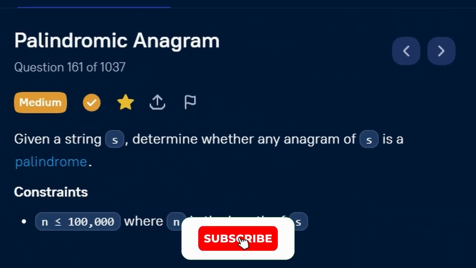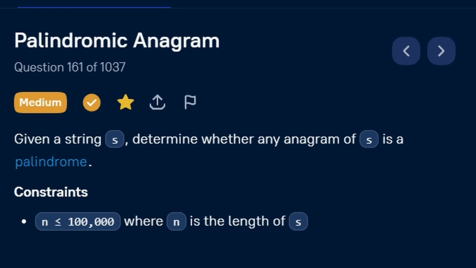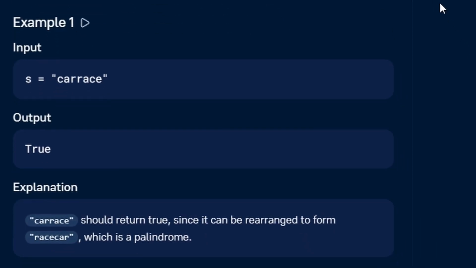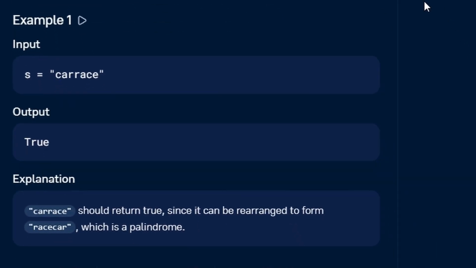Palindromic anagram. Given a string S, determine whether any anagram of S is a palindrome. In the first example, the input is shown here. The output is true because that word can be rearranged to "racecar", which is a palindrome.